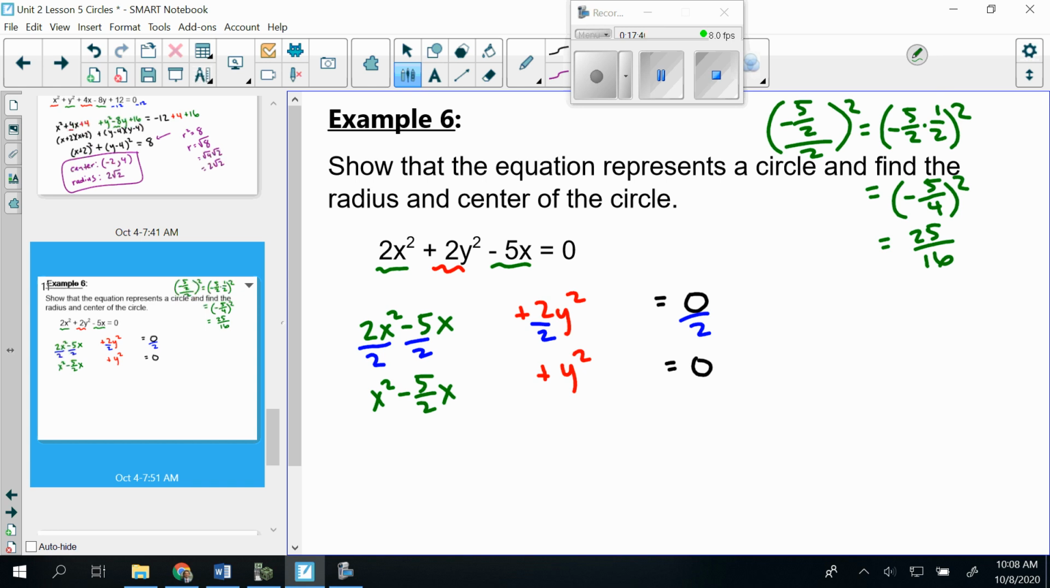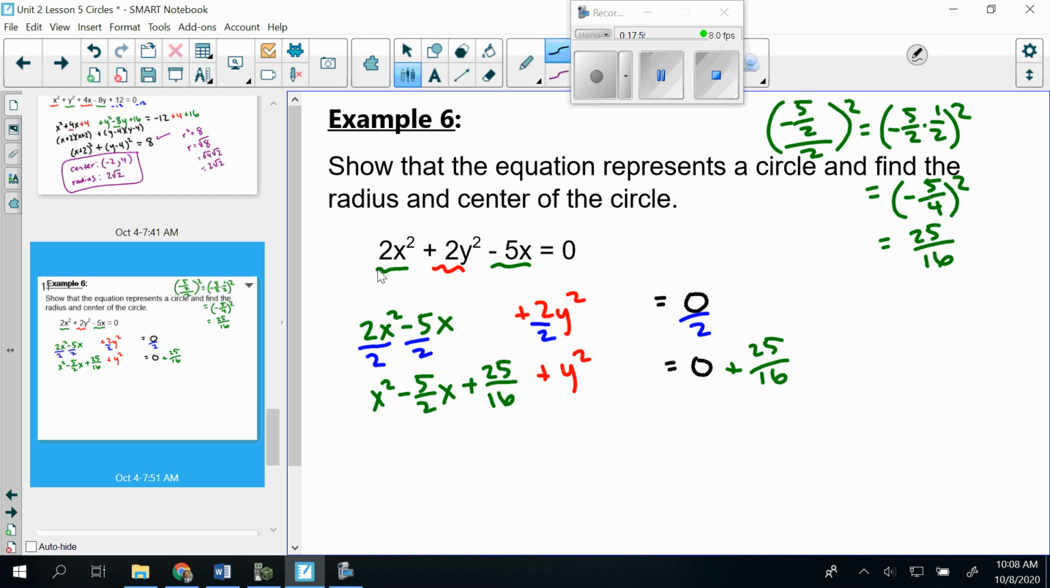So that's our number here that's going to complete the square. So we're going to add in 25/4 here. Or sorry, not 25/4, 25/16. But that also means we got to add 25/16 to the other side. All right, let's complete our square now.